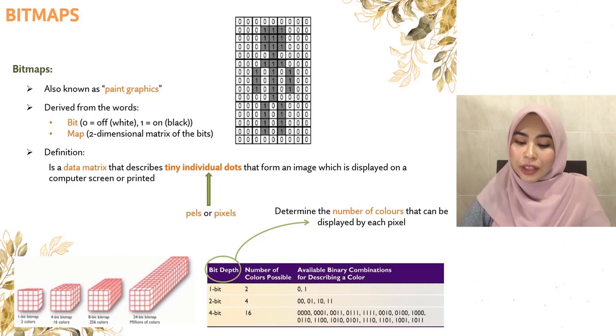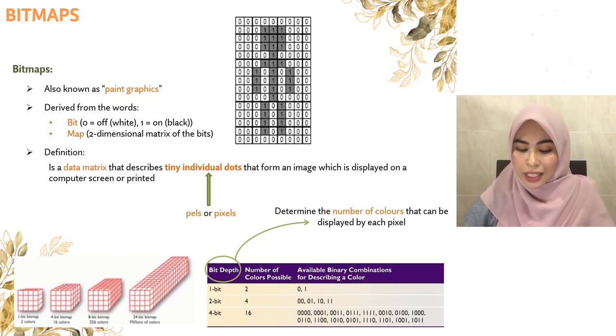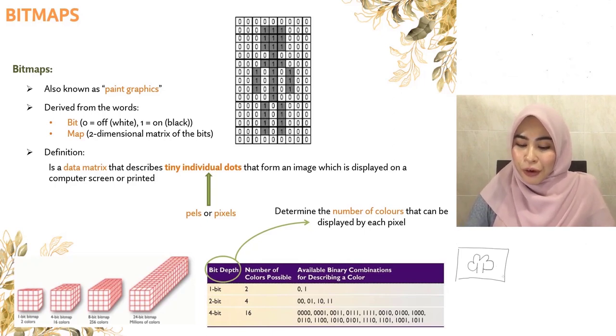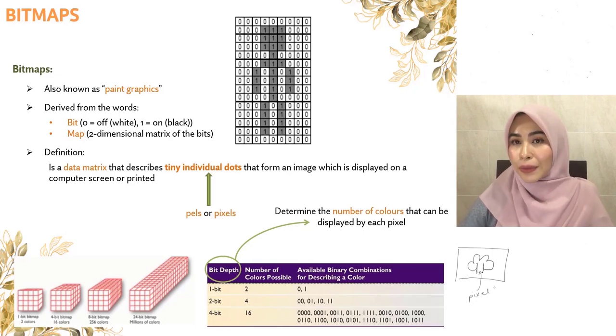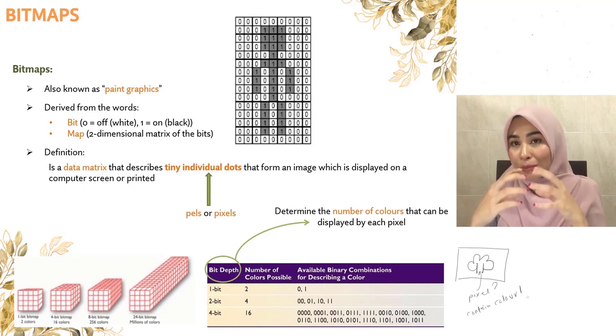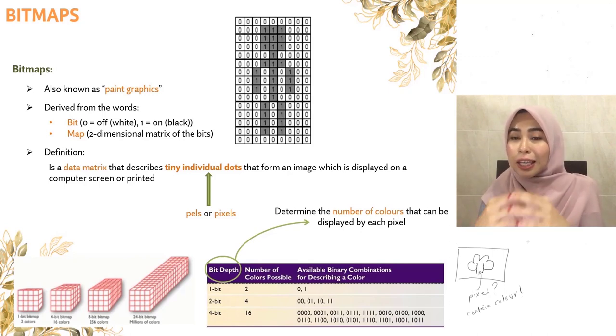Now, imagine you have a picture. Let's say I'm drawing a tree. Whenever you have this image, every single thing that you see on your image consists of a pixel. This is a pixel, this is a pixel. Each of the things that you see on your image is a pixel. So what does a pixel contain? A pixel will contain colors. This is why we call it a bitmap, because a bitmap is a data matrix that contains the color data.